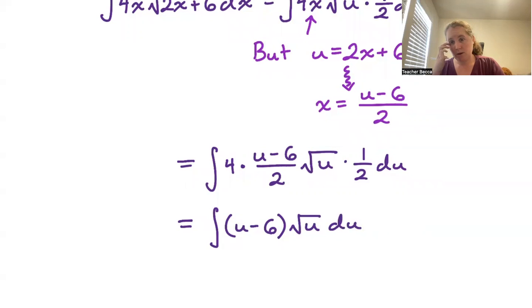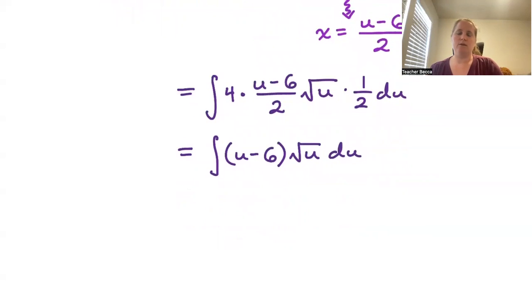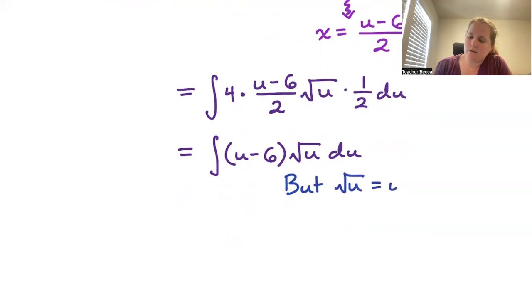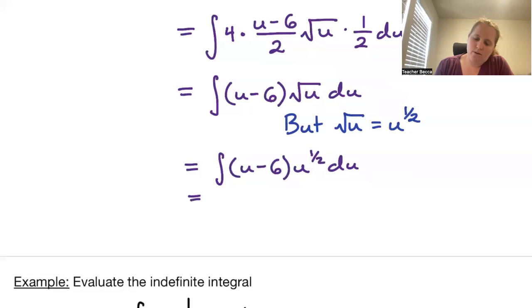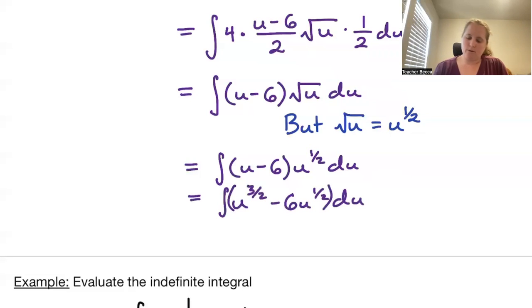At this point, we can go ahead and swap the square root out for a power. Square root of u is the same thing as u to the 1/2. And so we can rewrite this as the integral of u minus 6 times u to the 1/2 du, or the integral of u to the 3/2 minus 6u to the 1/2 du. Both of those are fairly straightforward integrals using the power rule.